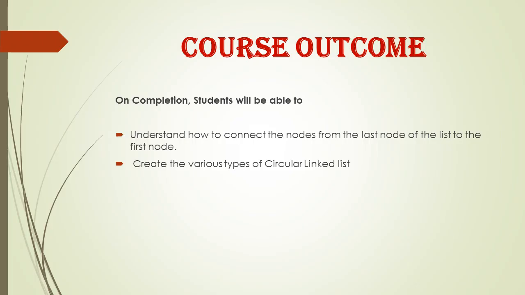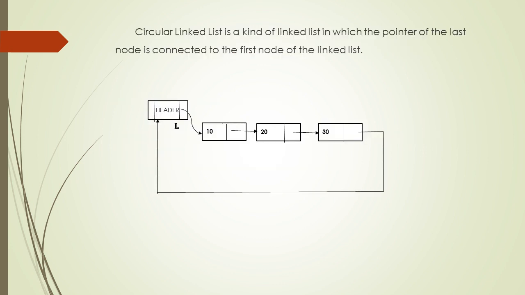On completing this course, the students will be able to understand how to connect the nodes from the last node of the list to the first node, and will be able to create the various types of circular linked list. The circular linked list is a list in which the pointer of the last node is connected to the first node of the linked list.